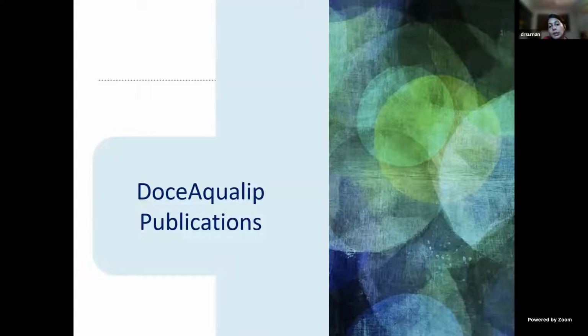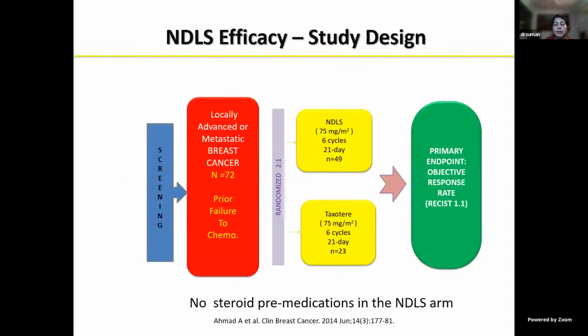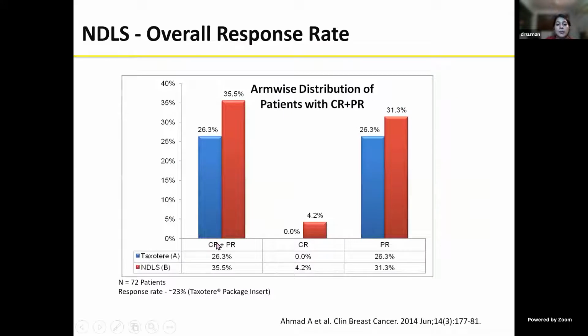So now let us look at some of the work that has been published in terms of docetaxel and its efficacy. This was the registration trial, the original trial: therapeutic efficacy of a novel formulation compared with Taxotere in locally advanced and metastatic breast cancer. Here they looked at about 72 patients with prior failure to chemo. No steroid medications were given in the nanoparticle arm, and it was compared with Taxotere. The primary objective was response rate. The response rate was higher in the nanoparticle arm, both in terms of CR and PR together, and in terms of PR as well. There were more CRs, 4.2%, in the nanoparticle arm.